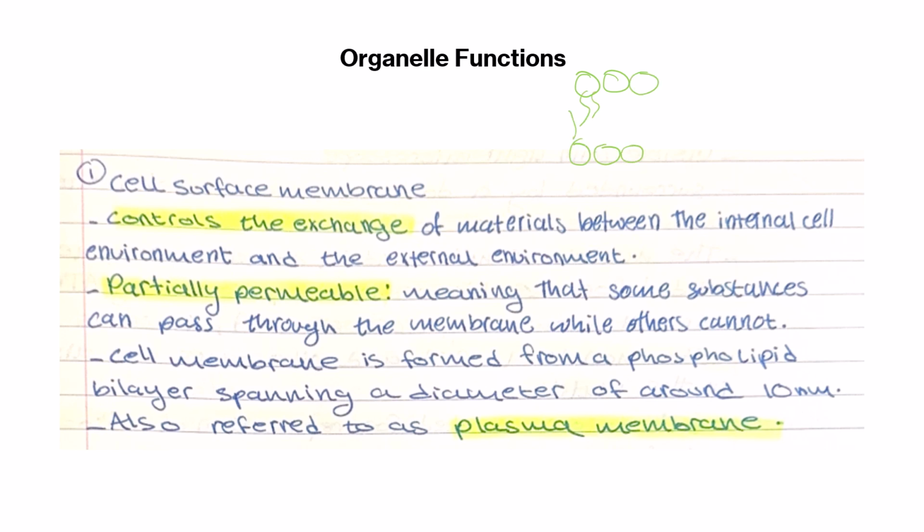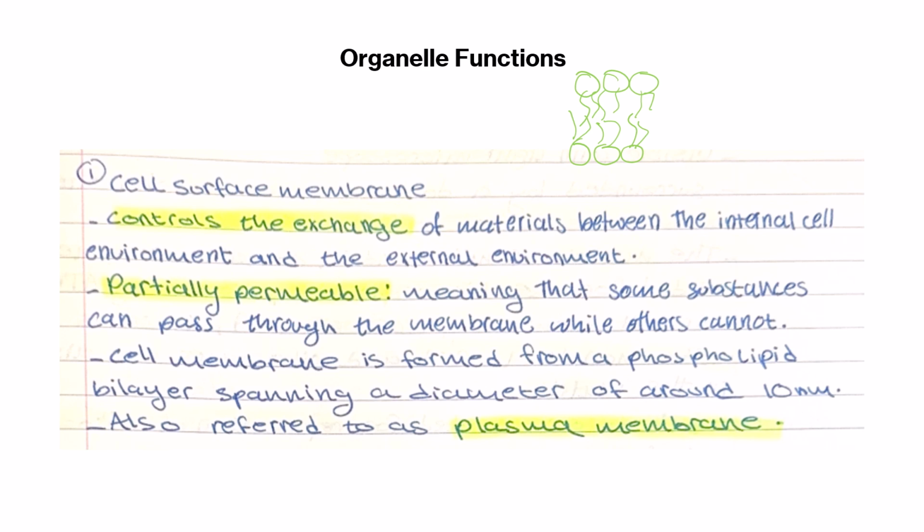And we have our tails and our protein head. Here you go. Okay, so the cell surface membrane, number one, it controls the exchange of materials between the internal cell environment and the external environment. And the cell surface membrane is also partially permeable, meaning that some substances can pass through the membrane while others cannot.